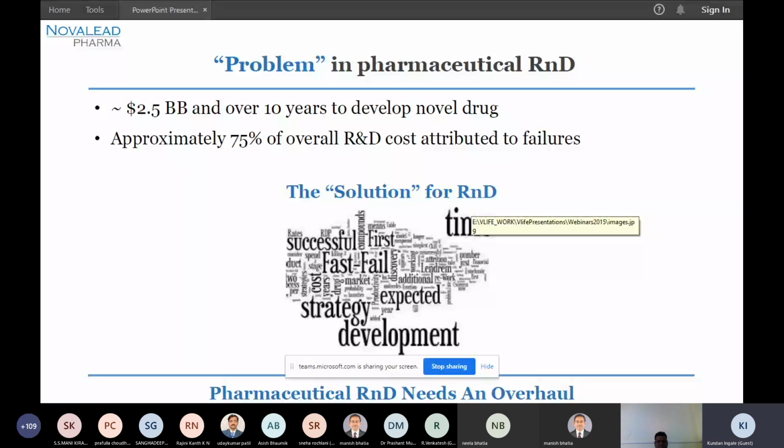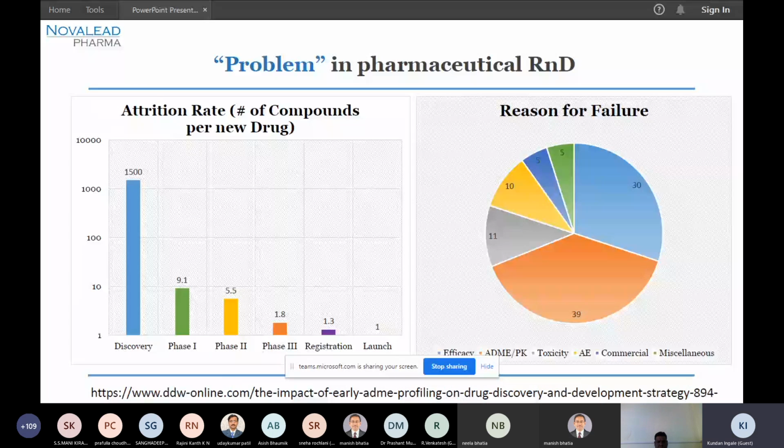Now, let us look at a bit more detail about what the problems are. In the first image, I have given the attrition rate, that is, the number of compounds that are lost in different stages for one molecule to come into the market. If you look at the first bar, the discovery bar, around 1500 compounds are lost in the discovery phase, approximately 9 compounds in phase 1, 5.5 in phase 2, 1.8 in phase 3, and 1.3 in registration, and finally one compound comes into the launch stage.